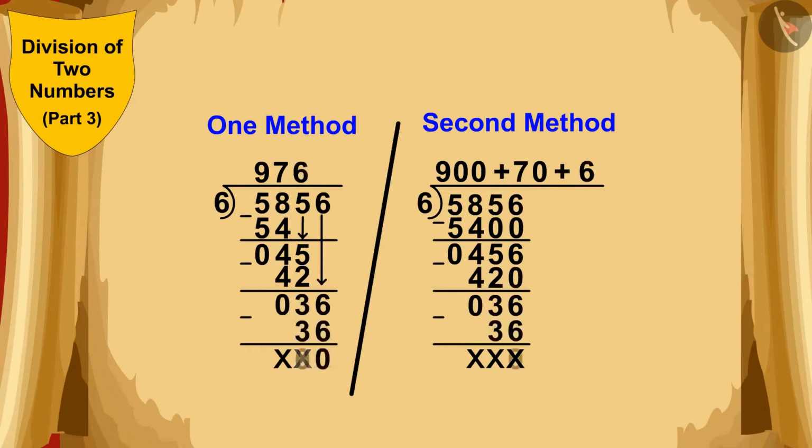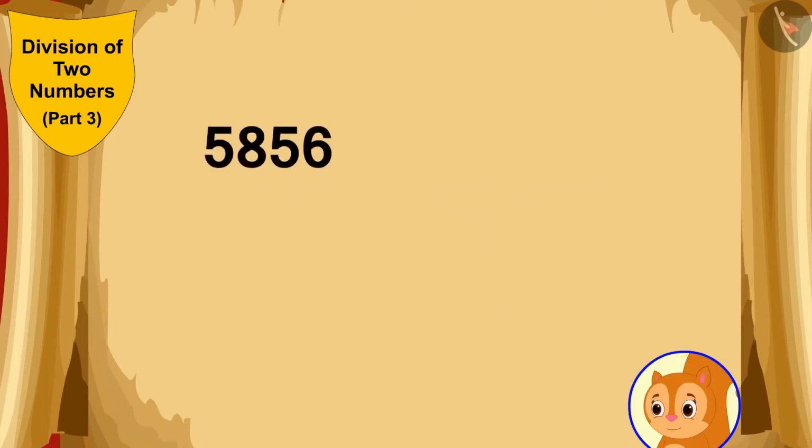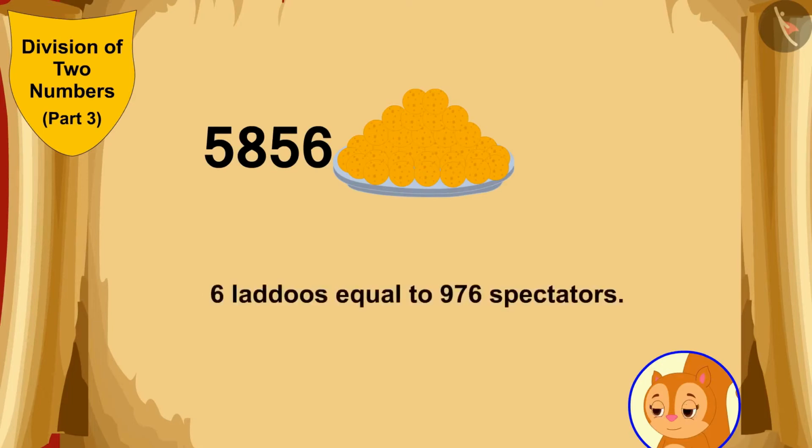Well done, children! And your friend has also found the answer to this perfectly. The answer is exactly the same for both of you. Chanda will be able to distribute 5,856 laddus in a group of 6 laddus equal to 976 spectators. Therefore, Chanda has plenty of laddus for all the viewers.